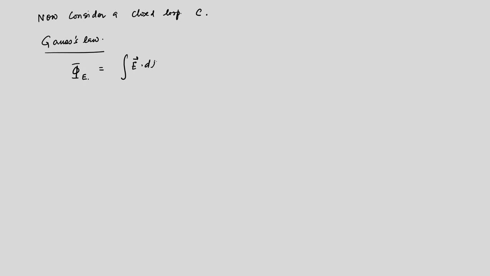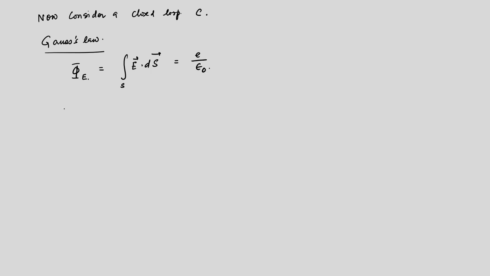Now consider a closed loop C. Okay, so we'll write down Gauss's law, which we have written down just a while back. This Gauss's law will give us a potential. This is basically the flux of the electric field, so E dot dS over S, and because we are talking about the electric charge, this is nothing but e over epsilon 0.